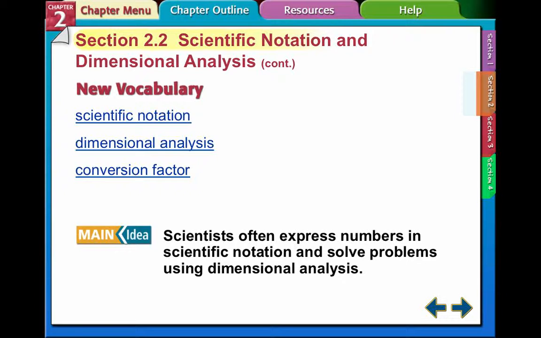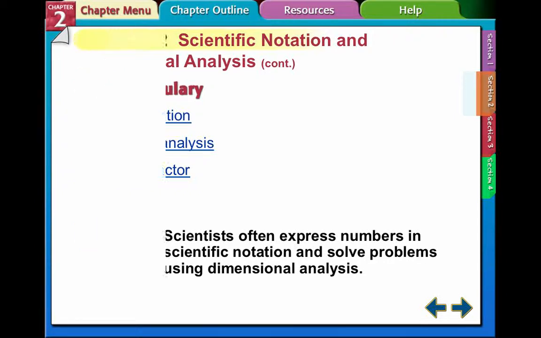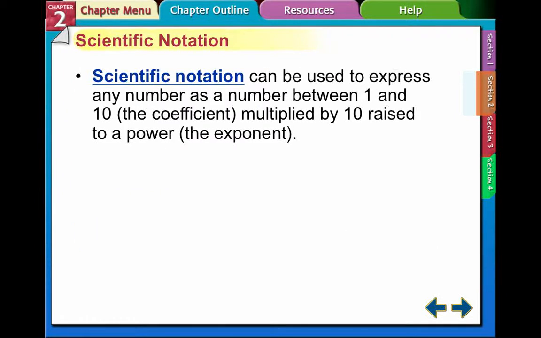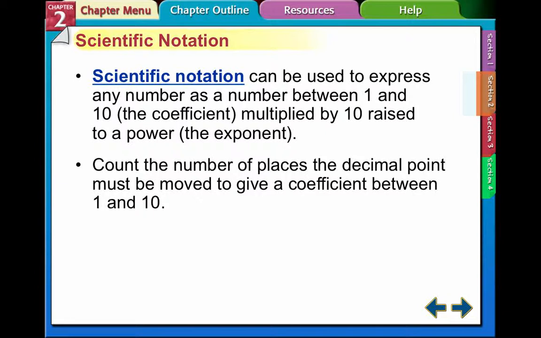Main idea for Section 2: scientists often express numbers in scientific notation and solve problems using dimensional analysis. So what is scientific notation? Scientific notation is when you take a number and express it between 1 and 10, that's the coefficient, and you multiply it by 10 raised to a specific power. So 1.26 times 10 to the second. You have a coefficient and an exponent.